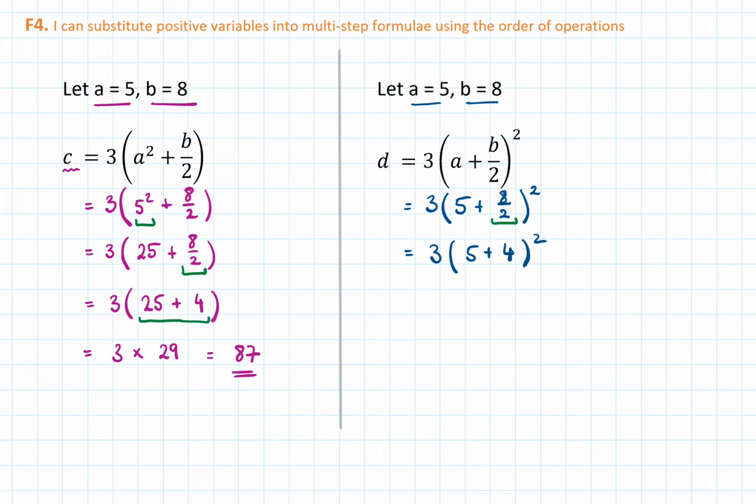And this is still squared. The next thing to do is what's in the bracket. 5 plus 4 is 9, so we get 3 times 9 squared. This square is now only on the 9, because squaring and indices in general take precedence over multiplication. So we need to do 9 squared, which is 81. We get 3 times 81, which is 243. And this is our final answer. The value of D is 243.